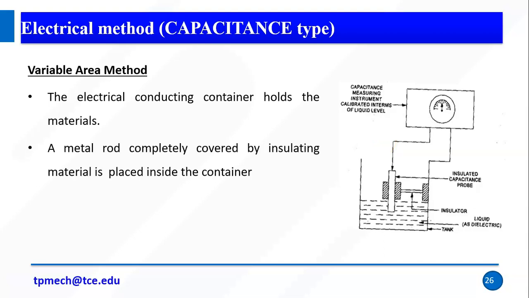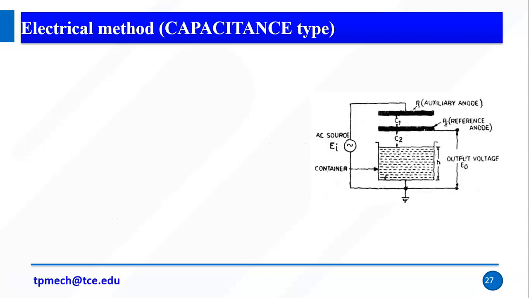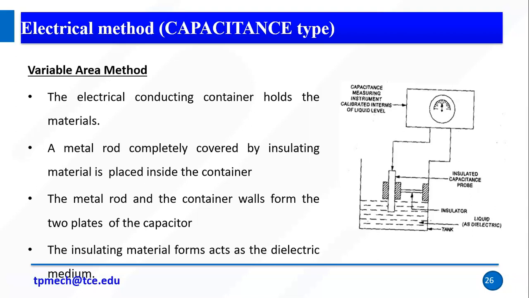The electric kinetic container holds the material. A metal rod completely covered by insulating material is placed inside the container. So எதுக்கு மெஷர் பண்ண போறோமோ அதுல இன்சர்ட் பண்றோம். The metal rod and the container walls form the 2 plates of the capacitor. So ரெண்டையும் கனெக்ட் பண்றோம். The insulating material acts as the dielectric medium, right? So the insulating material வந்து ஒரு dielectric medium act ஆகுது. This is what a variable area method.